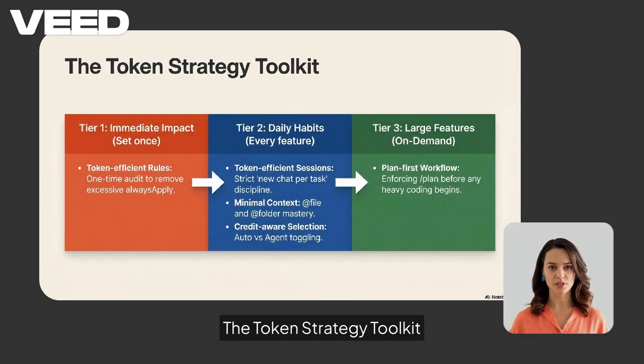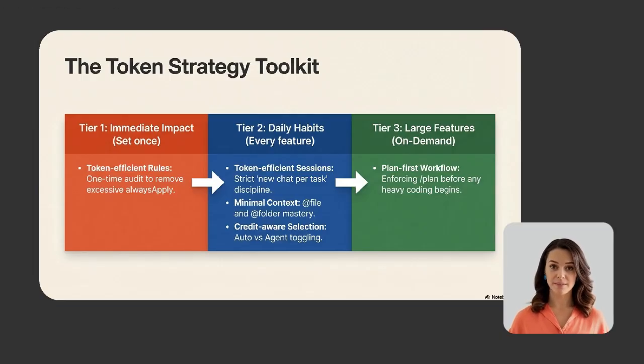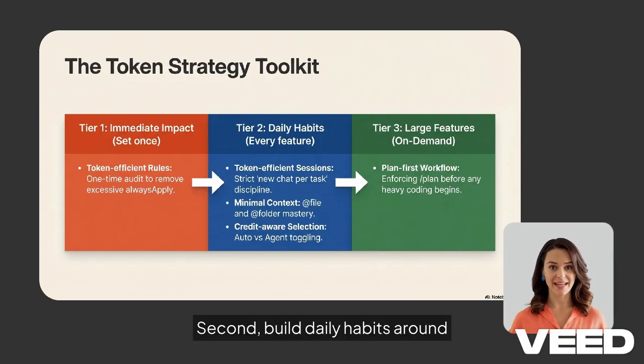The Token Strategy Toolkit operates on 3 tiers. First, perform a one-time audit to make your rules token efficient. Second, build daily habits around lean sessions, minimal context, and smart mode selection. Third, for large features, enforce a plan-first workflow before heavy coding begins.